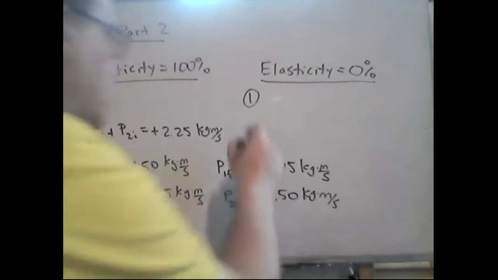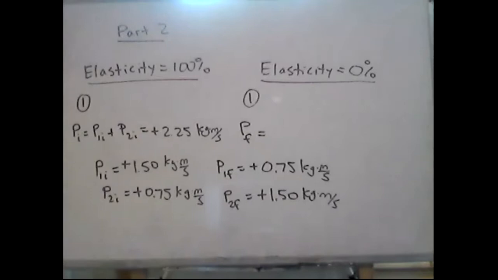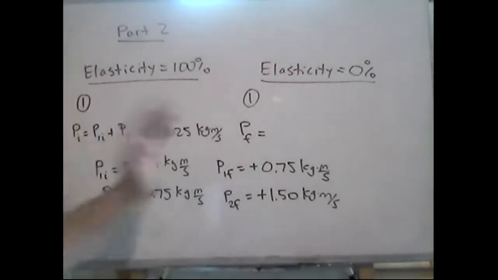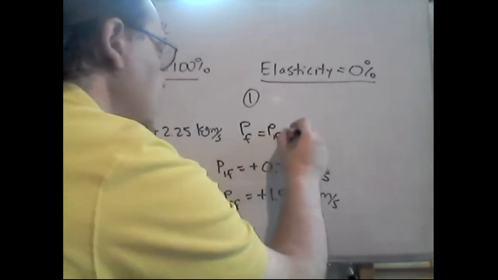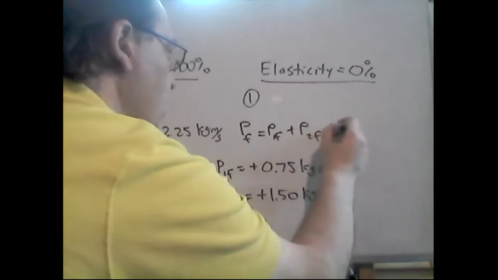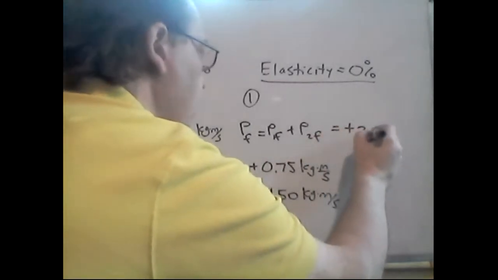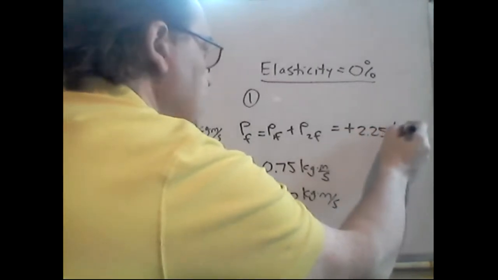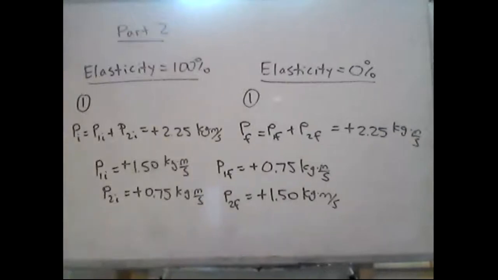What about P sub F? Total momentum of the system. Total momentum of all objects in the system is what's conserved. P1F plus P2F. I add these two numbers together, and lo and behold, it is positive 2.25 kilograms meters per second. Momentum is conserved.